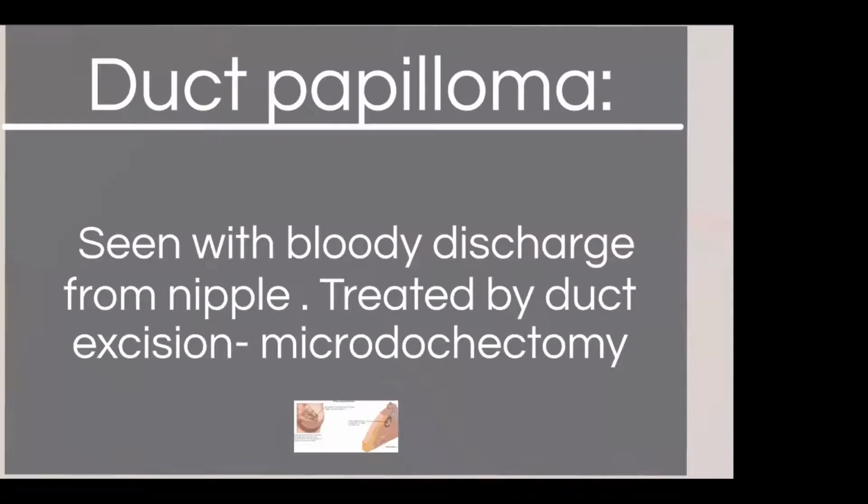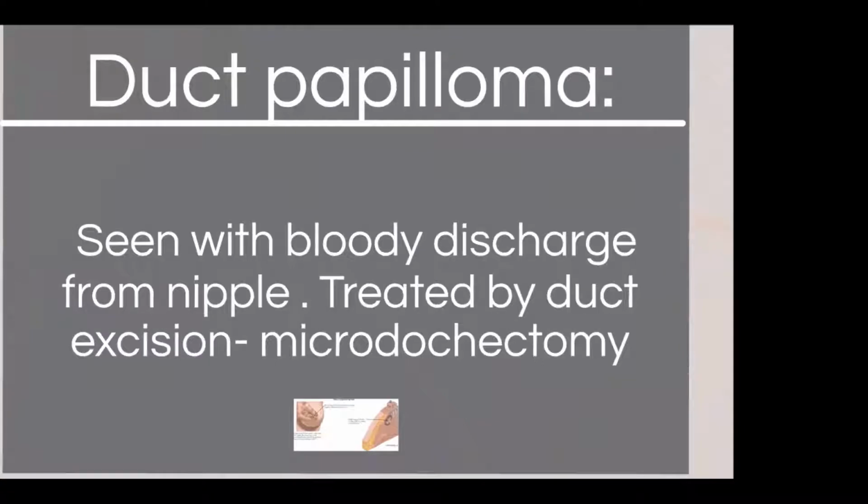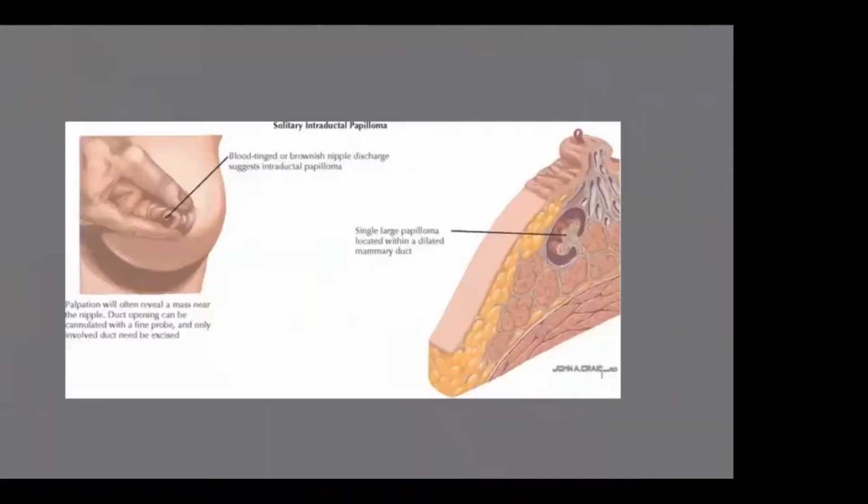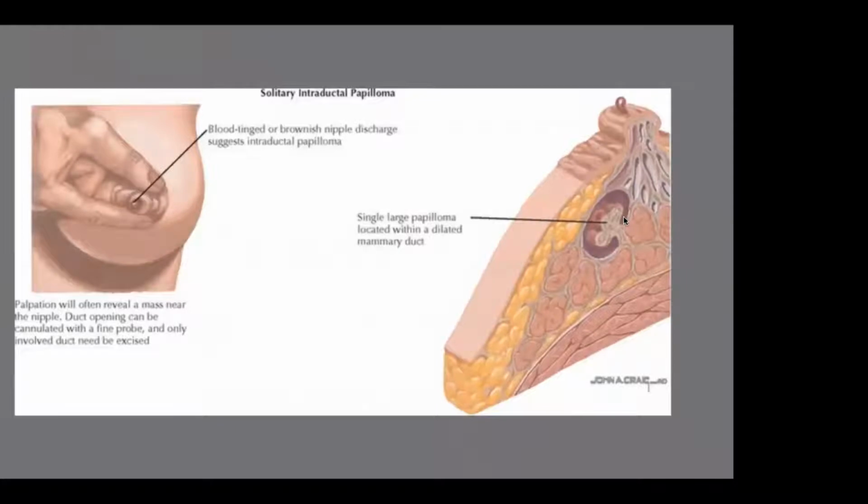For duct papilloma, your patient is going to complain of blood discharge from their nipple. So you're going to have to treat it with a duct excision, microdochectomy. Over here is a diagram that shows how it's seen. You can see there is a mammary duct. It's dilated, and around it is a large papilloma. Also, when you examine your patient, just by compressing the nipple, there will be some brownish, bloody nipple discharge, and when you palpate around it you can feel a mass.